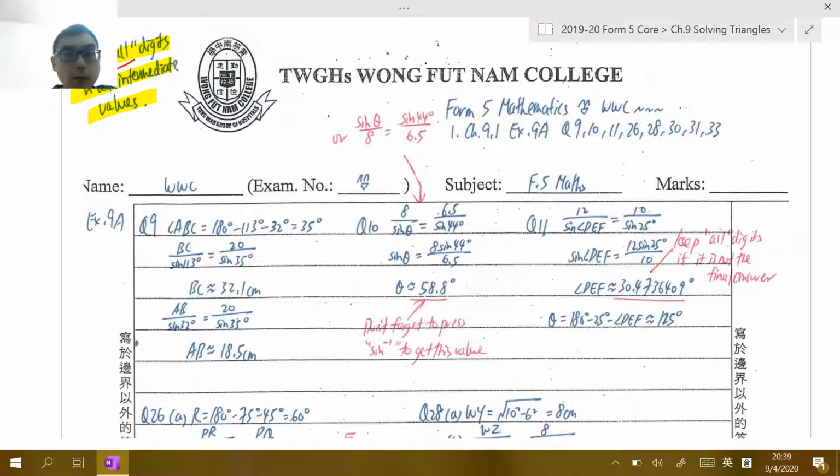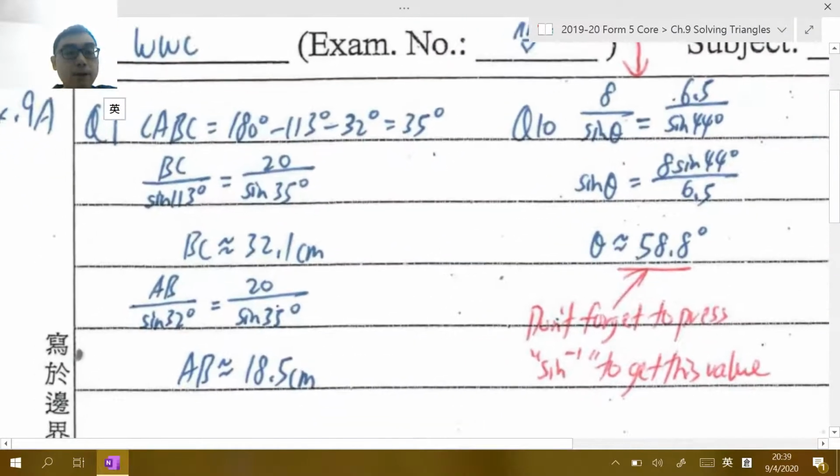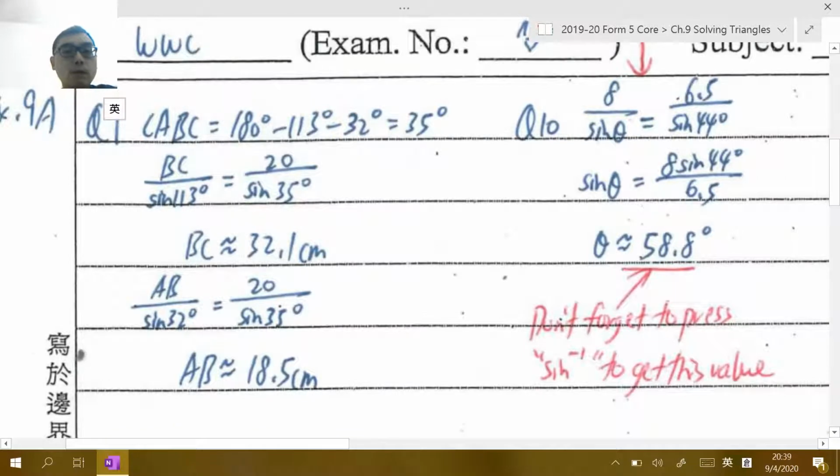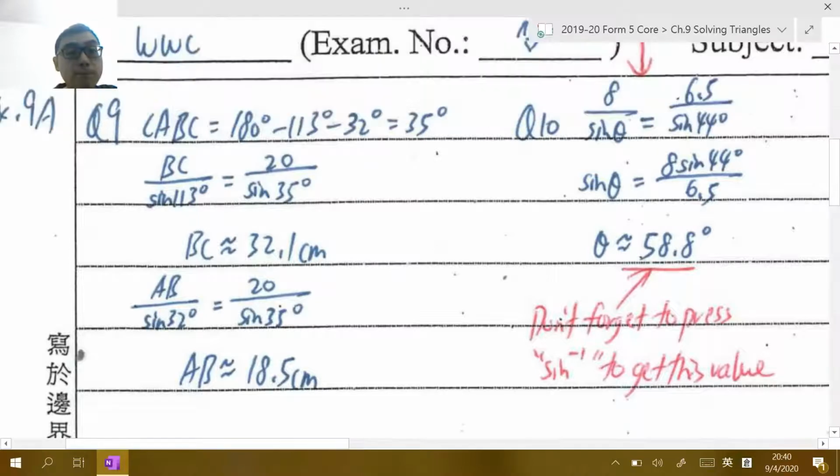So what does it mean? For example, take a look at question 9. When you do question 9, you have to solve the triangle. That means you have to find all the unknown angles as well as the unknown lengths of the sides. The unknown angle is only one, which is angle ABC. You can simply write 180 subtract this, and you don't need to write a reason. But after you have stated your sine formula to find the length, you are actually applying the sine formula, then you can get the result.